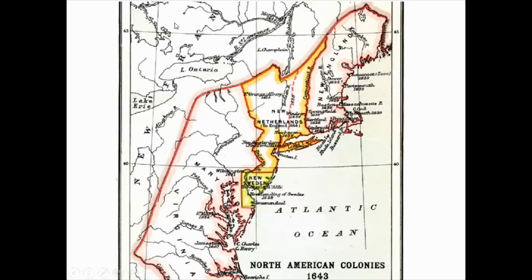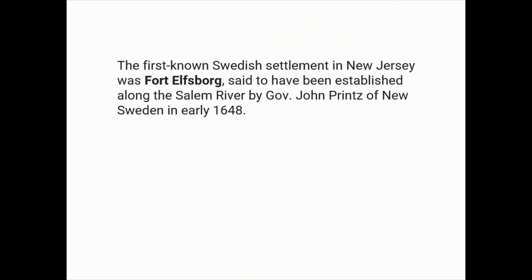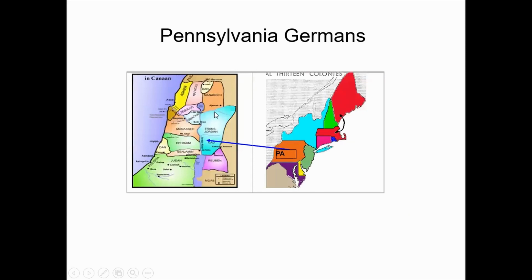All right, so you can actually see this here on the map. You can see New Netherlands. You see how it looked different. The maps looked different back then. I would like to get a real good map of what the territories looked like back then, but I haven't been able to find one. All right, the first known settlement was in New Jersey. It was Fort Elfsborg, said to have been established along the Salem River by the governor of New Sweden in 1648.